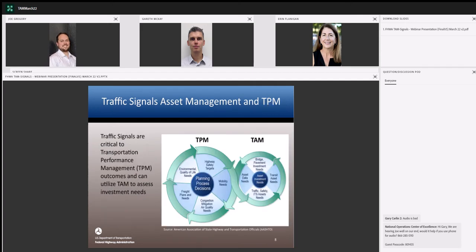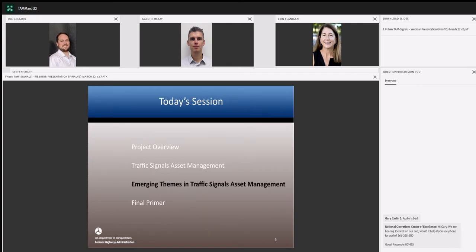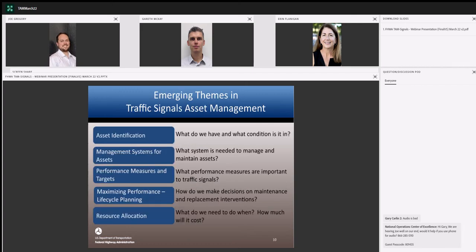So here, it also gets into a discussion on where you see the connection points between asset management and performance management. This figure comes from the AASHTO Asset Management Guide that came out a couple of years ago. You can find that online, but it gets into where those interrelationships may be. With that, I'm going to turn over to Gareth to go over the details of these themes.